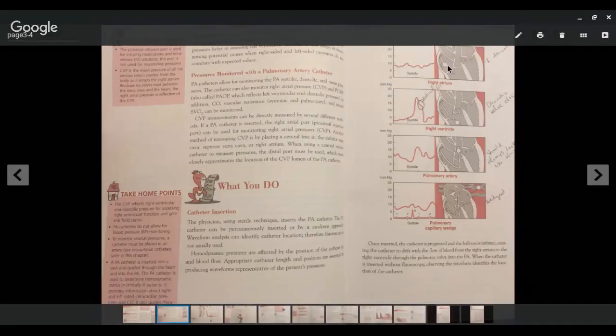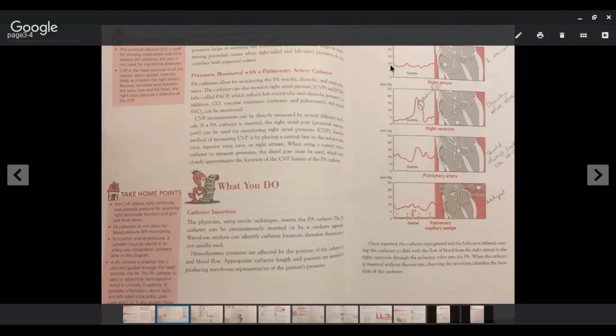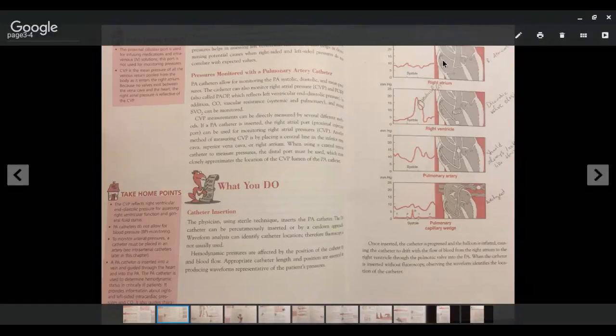The first image shows a pressure below 10, so like 8 millimeters of mercury, when the catheter enters the right atrium through the vena cava or superior vena cava.